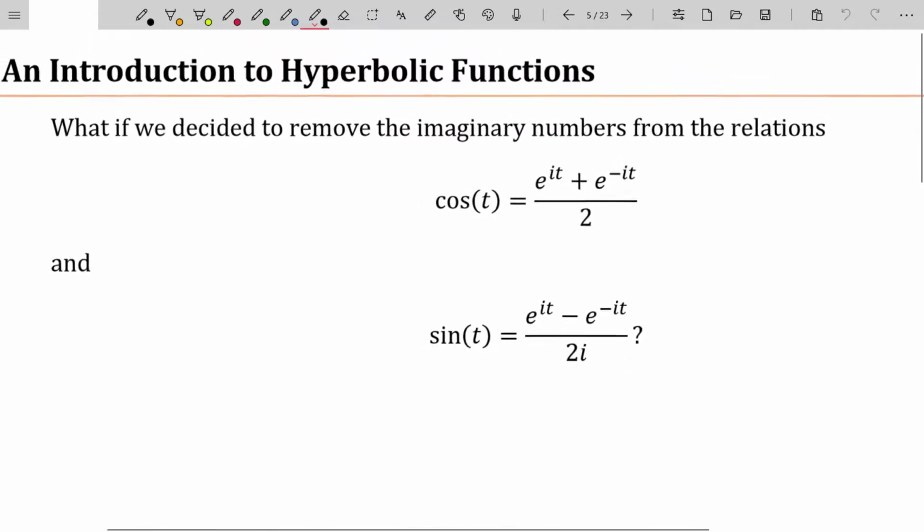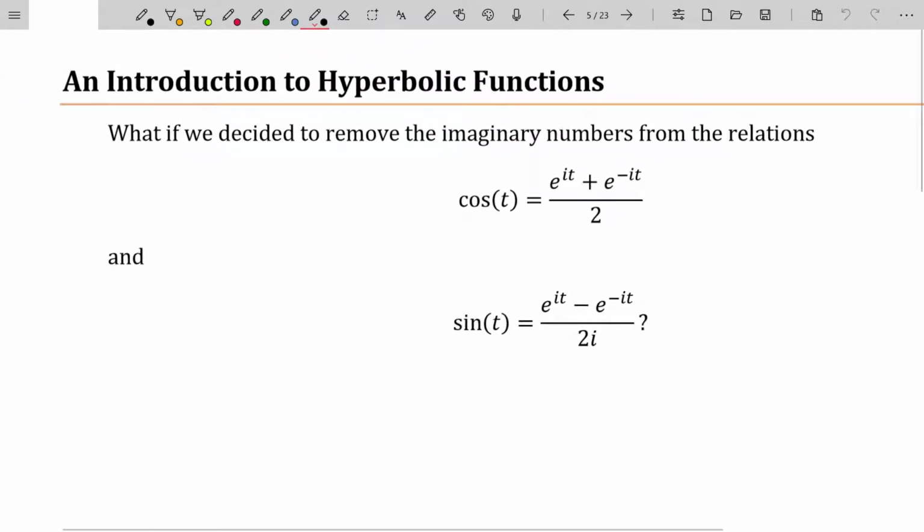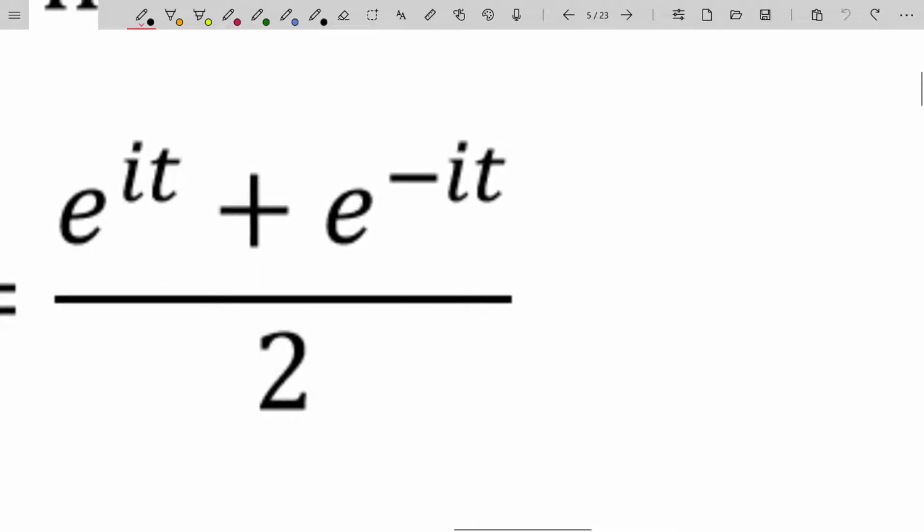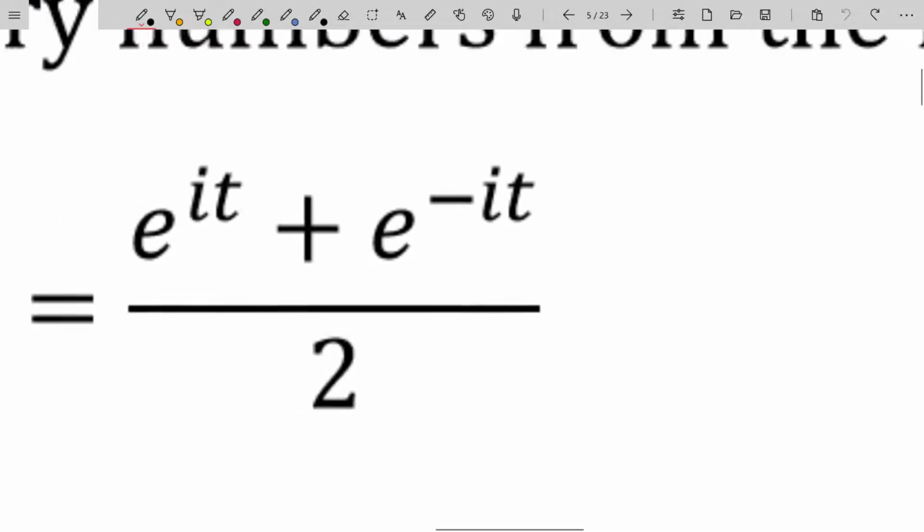It's pretty neat. Anyhow, the question here now is, what if we decide to remove the imaginary numbers from the relations cosine of t is equal to e to the it plus e to the negative it over 2 and the sine of t formula? What if we were just to remove these i's here? You can keep the negatives, by the way, on the second term in those numerators. So instead of an e to the negative it, it'd be just e to the negative t.